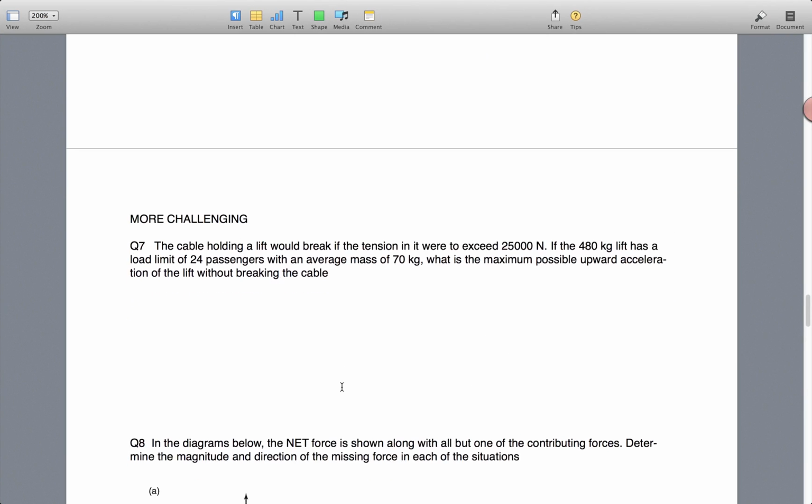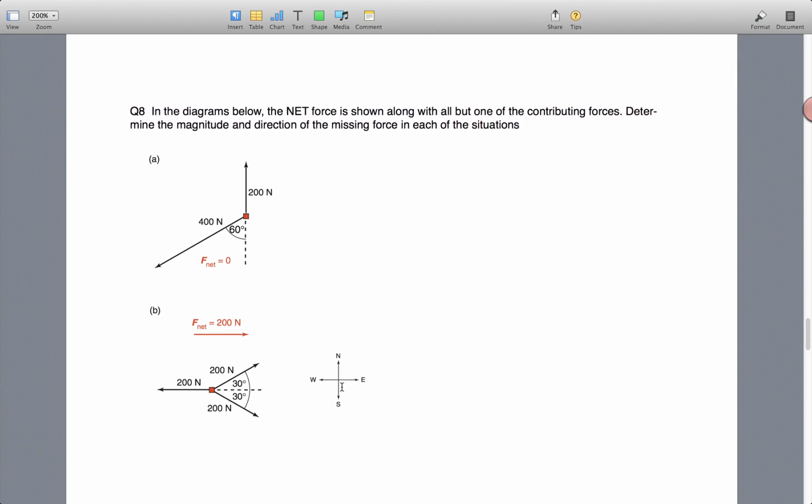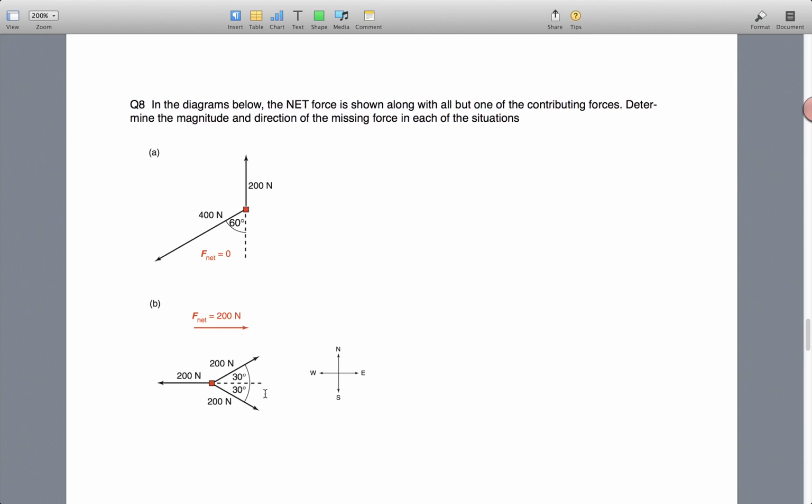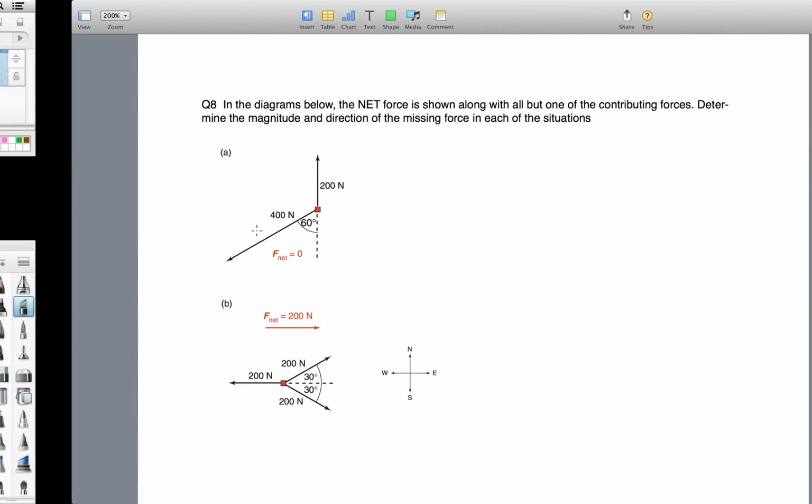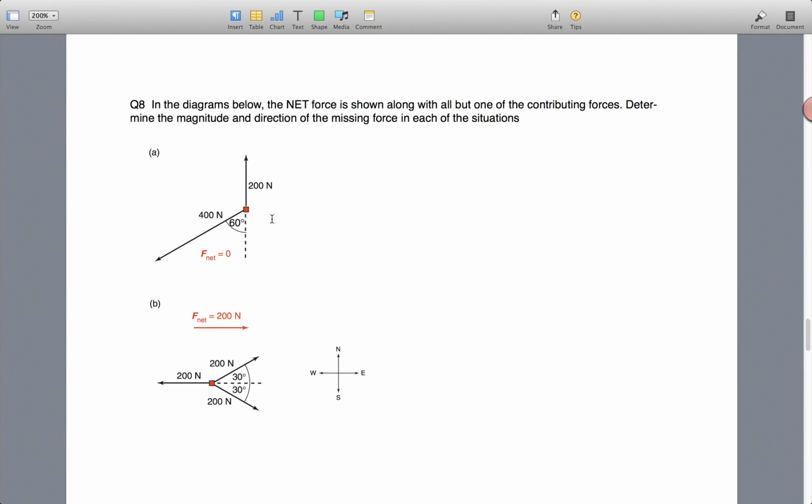So there we go. Now, question 8. We've got a couple of diagrams. This time, you have to work out what is the missing force, as they've provided the net force. In the diagrams below, the net force is shown in red, along with all but one of the contributing forces. So one of them has been left off. Determine the magnitude and direction of the missing force in each of these situations. So there's 2 situations there. Okay, let's have a look at it. So clear, and it's question 8. So this one we've got 400 and 200.